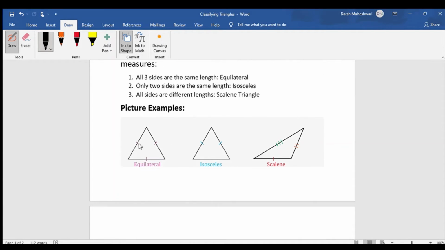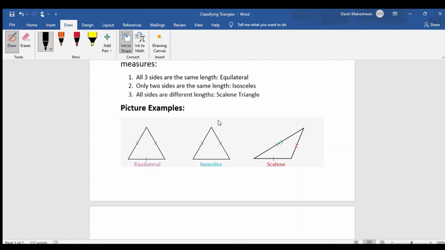This picture has these lines, and if there's the same amount of lines, that means that the sides are equal. So equilateral means all three are the same. There are three lines, on each side there's one line, and since they're all the same number, that means all of them are equal. So this means it's equilateral.